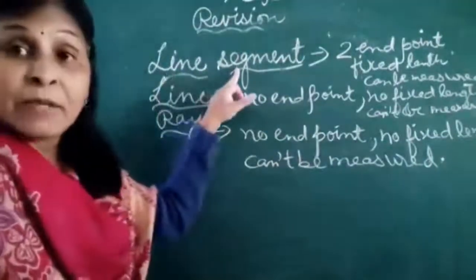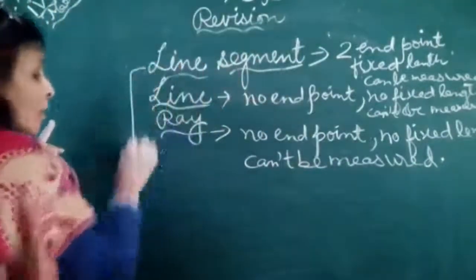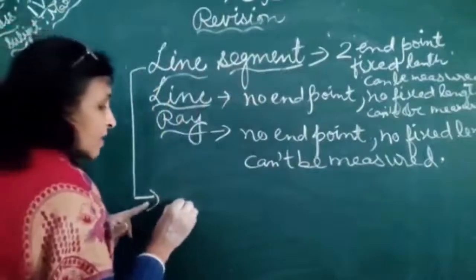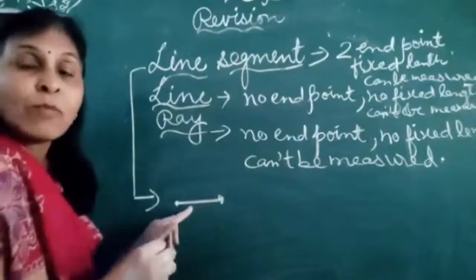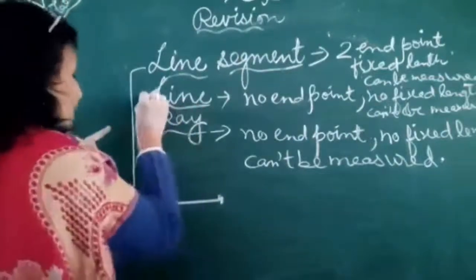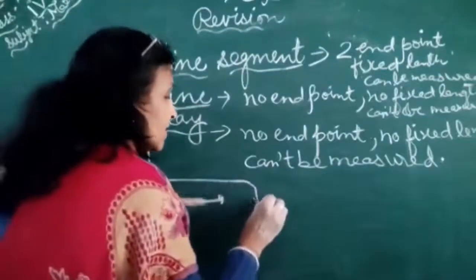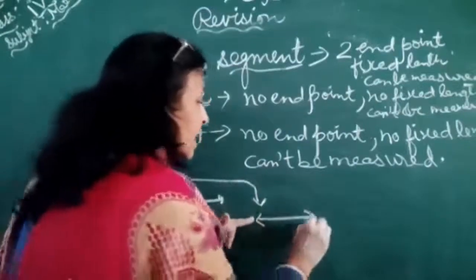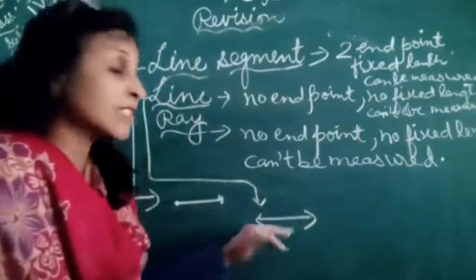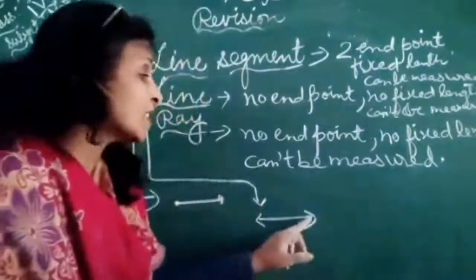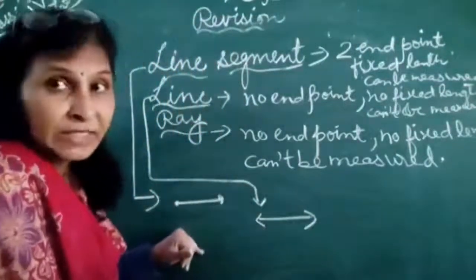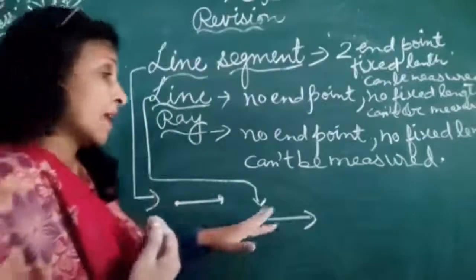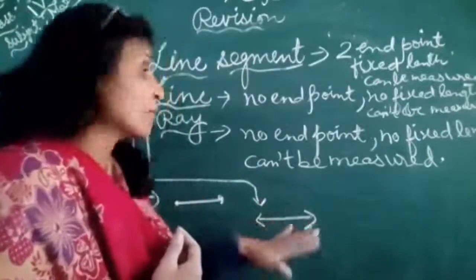The figure of line segment is this. It means the starting and ending, both the points we know. And the figure of the line is this type of figure that from both the ends we extend it. This arrow means we can extend this line from here and also extend this line from here and carry it further. So it has no end points.